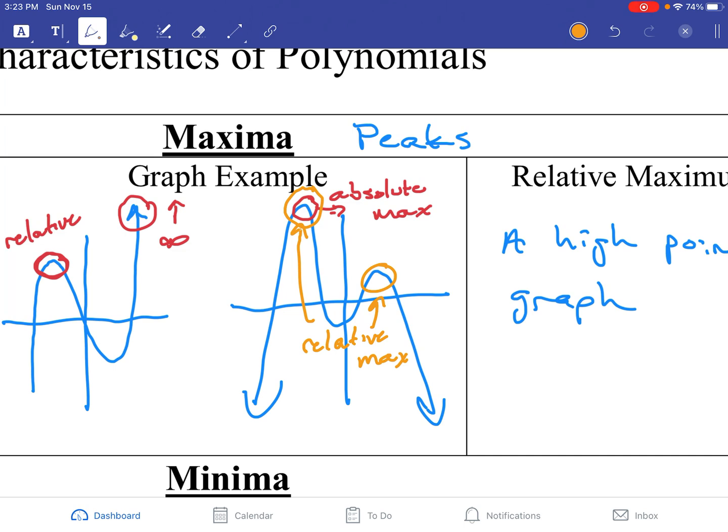Okay, so any peak is going to be a maximum. It's just, is it the highest possible point on the graph? All right, and in the first graph that we showed you, there was something else that was higher, but it just keeps going. On the second graph, there is no other point on the graph that's going to be higher than that absolute maximum. Okay.